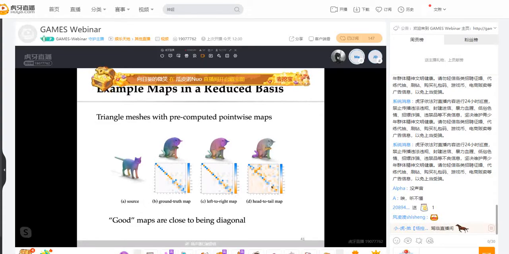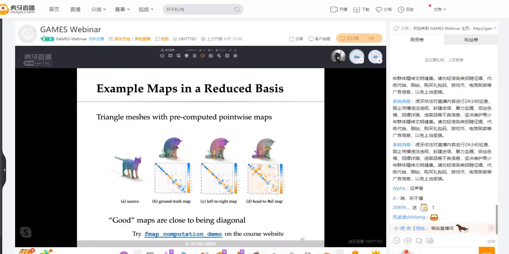And the other thing is, if you take a mapping, for example, you map the tail of the cat to its head, then you end up with some functional map that looks like this. It doesn't have this nice structure. It looks kind of noisy. So, if you're interested, you can try this out on the course website as well.